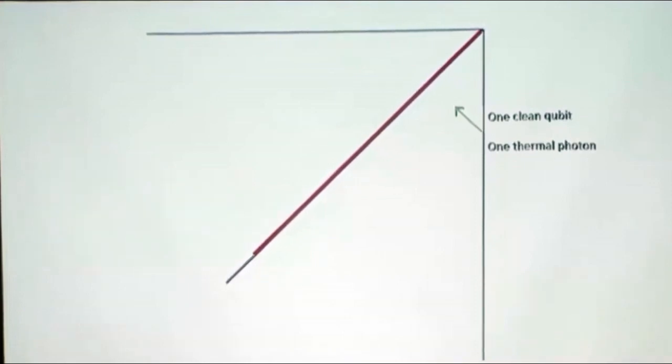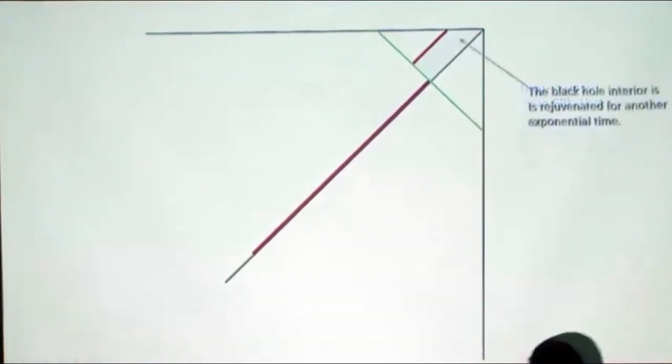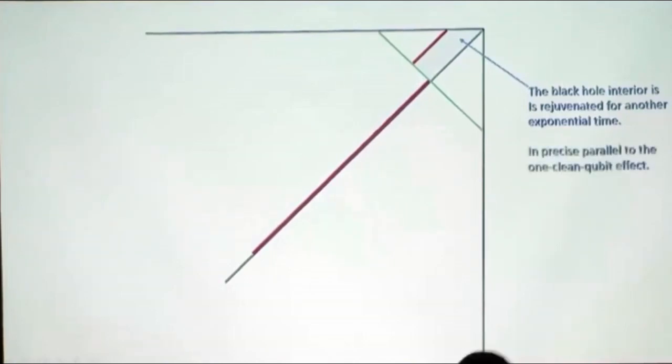What happens when that thermal photon hits the shock wave? Well, you might think nothing, because the shock wave is enormously energetic. But now this is pure gravity, no complexity theory, pure gravity. The one clean photon hits the shock wave and gives it a push. This is calculable. I call it the Dray-'t Hooft effect. It pushes it in and exposes an entirely new region of clean spacetime. And that clean spacetime lasts for another exponential time. The interior of the black hole is rejuvenated for an exponential time, in precise parallel with the one clean qubit effect.